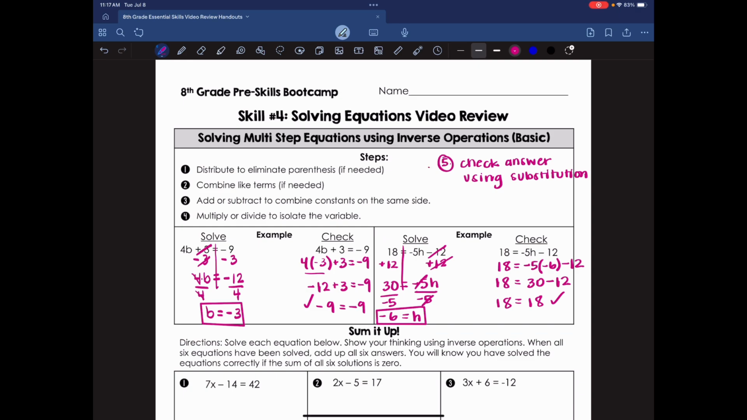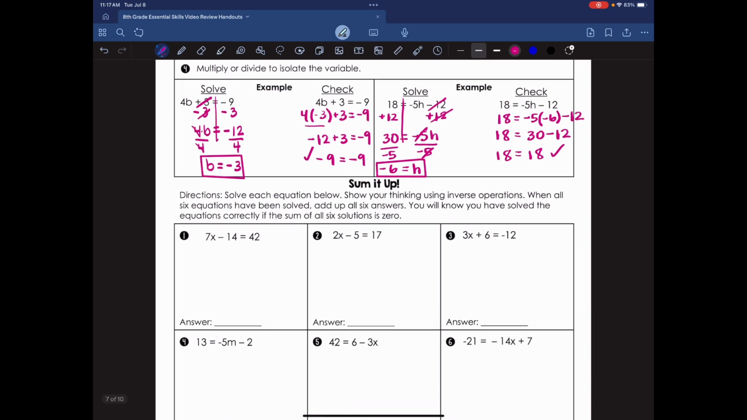So really try and use this check using substitution to make sure that you're on the right track. And then if you're finding that you're not getting the correct answer, go back, look at your examples, and ask a teacher. Let's go down below so we know how we're working on our practice today.